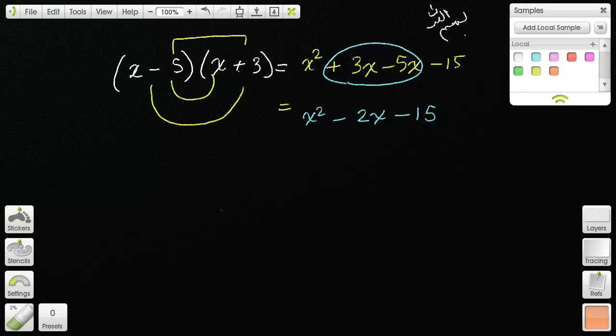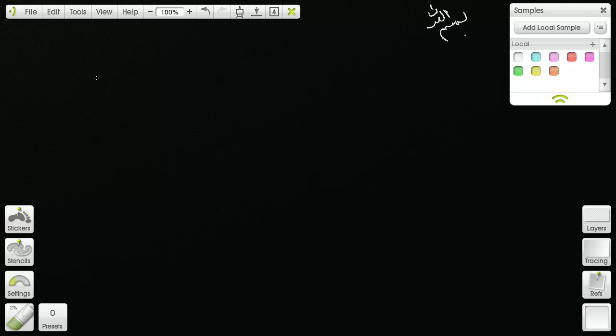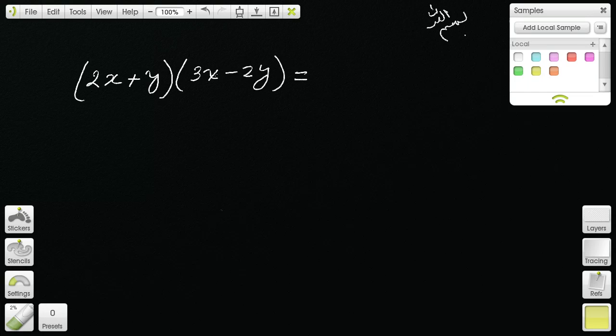Correct? Now, these can be more complicated. You can do this with any binomials. For example, you have 2x plus y times 3x minus 2y. Those are two binomials. They're legitimate, honest to God binomials, right? Same thing, you can use FOIL.